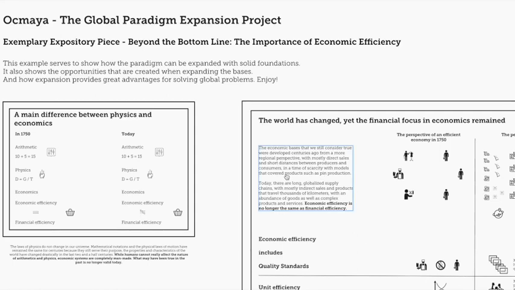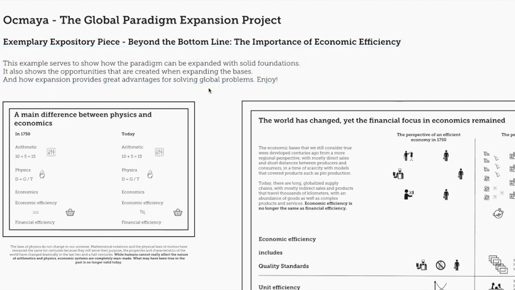Welcome to the first exhibition piece of the Global Paradigm Expansion Project, Ocmaya, where the goal is achieving resolution of the world's problems by expanding our paradigm. In this exhibition, it talks about looking beyond the bottom line and how important it is that we go back to looking at economic efficiency.